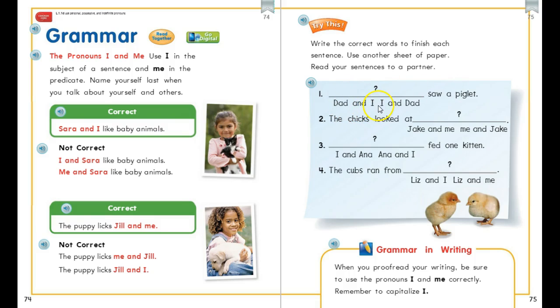Right, Dad and I. This is the subject of the sentence, so we know we need to use I. And we also know we need to name ourselves last. So Dad and I saw a piglet. Do 2, 3, and 4. You can either write them down or just talk them over with your learning adult at home, but make sure you do this. 2, 3, and 4, you can pause the video and join me when you're done.